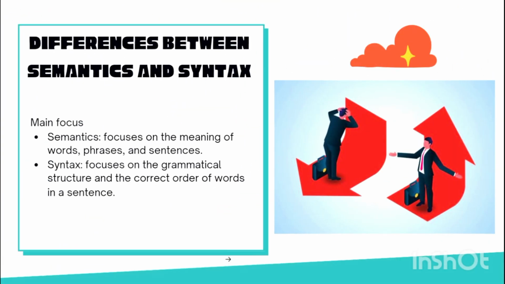Differences between semantics and syntax. Main focus: semantics focuses on the meaning of words, phrases, and sentences. Syntax focuses on the grammatical structure and correct order of words in a sentence. Number 2, the question they answer: semantics, what does the sentence mean? Syntax, how is it correctly structured? Common errors: semantics, a sentence can be grammatically correct but meaningless. For example, "the dream sings blue." Syntax, a sentence can contain meaningful words but be poorly organized, such as "how's the boy to goes?"